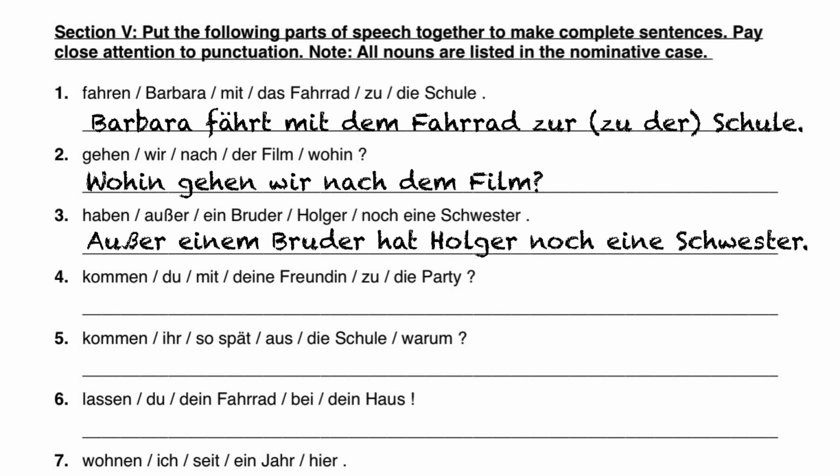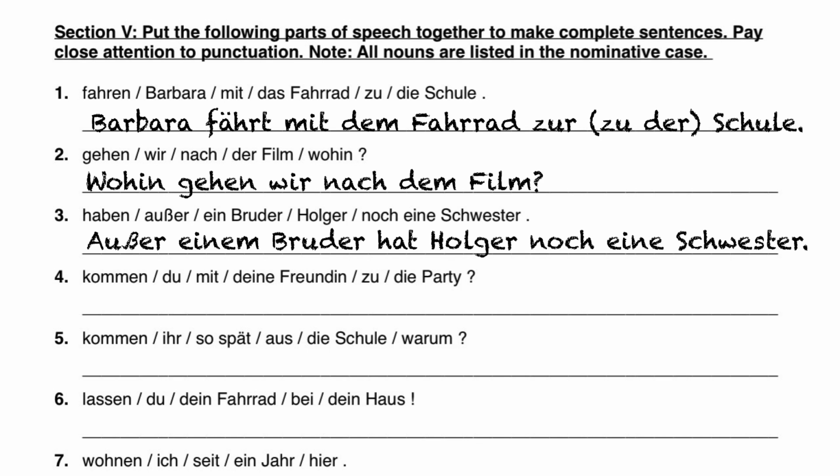Außer einem Bruder hat Holger noch eine Schwester. Besides a brother, Holger also has a sister. Noch in this sentence is the also part of that. Eine Schwester is actually our direct object here, which means that it's accusative and feminine, which is why it's eine Schwester, and it's not dative.